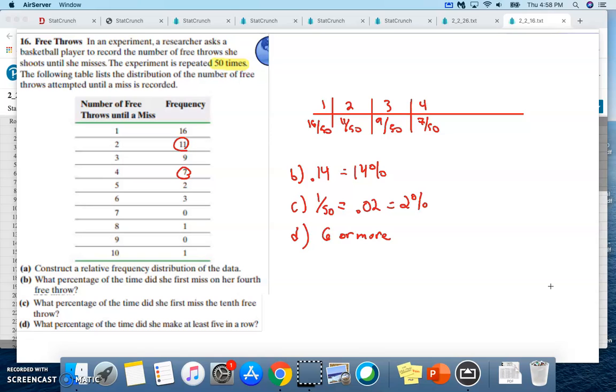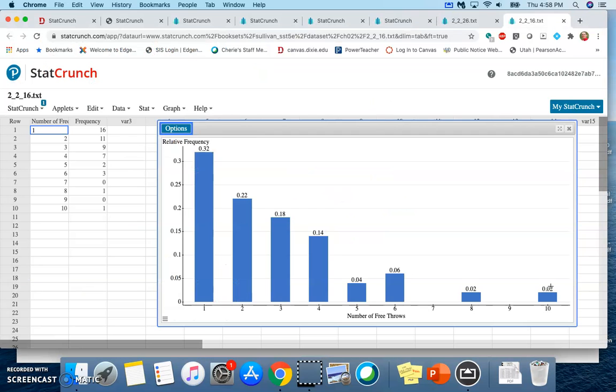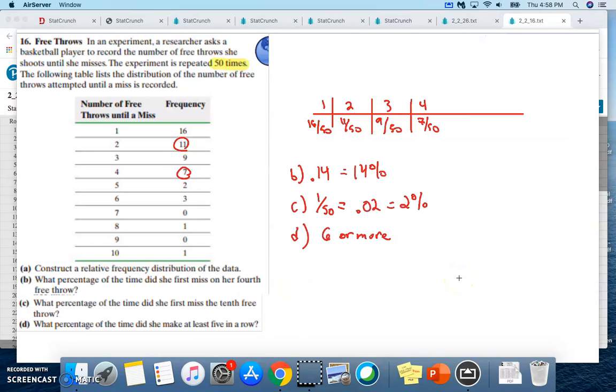So we're going to add up all the relative frequencies for 6, 7, 8, 9, and 10. So 6 is 0.06, plus 0.02, plus 0.02, because these are both 0 right here, which is 0.10 or 10%. So 10% of the time, she made at least 5 free throws in a row.